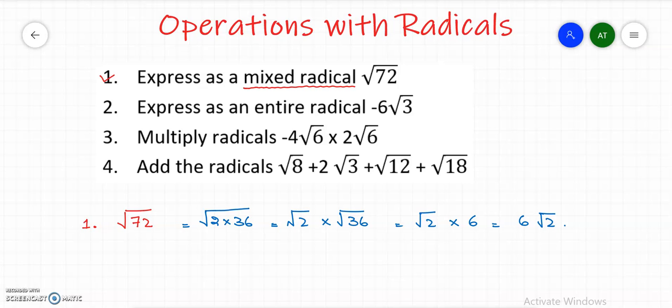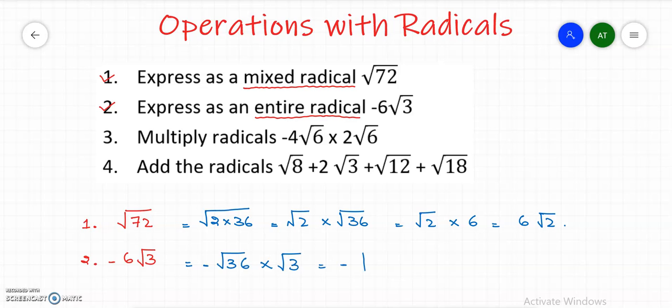Moving to the second question, they say we need to express as an entire radical. Entire radical means the complete expression will be in the form of a radical, right? Now the second question is negative 6 square root of 3. Keep the negative sign outside, so we can put the 6. 6 is basically equal to square root of 36, right? And square root of 3 we can write down as it is.